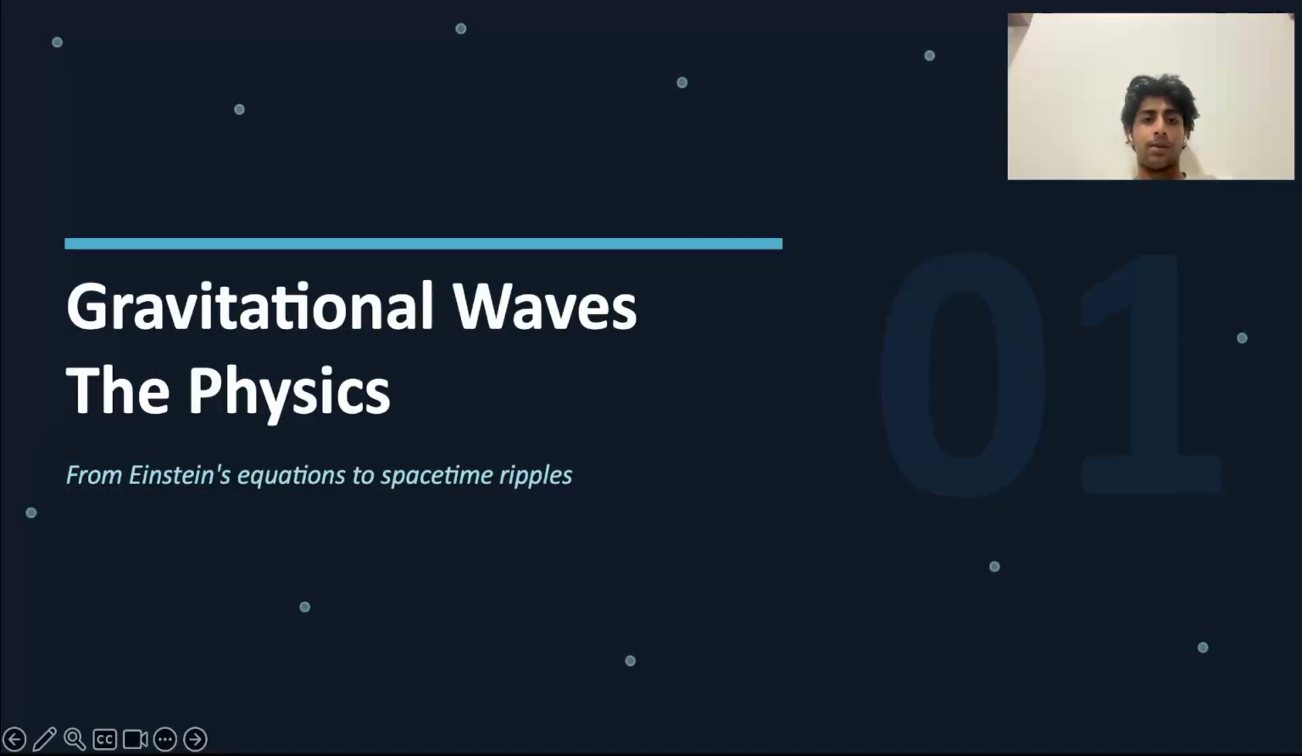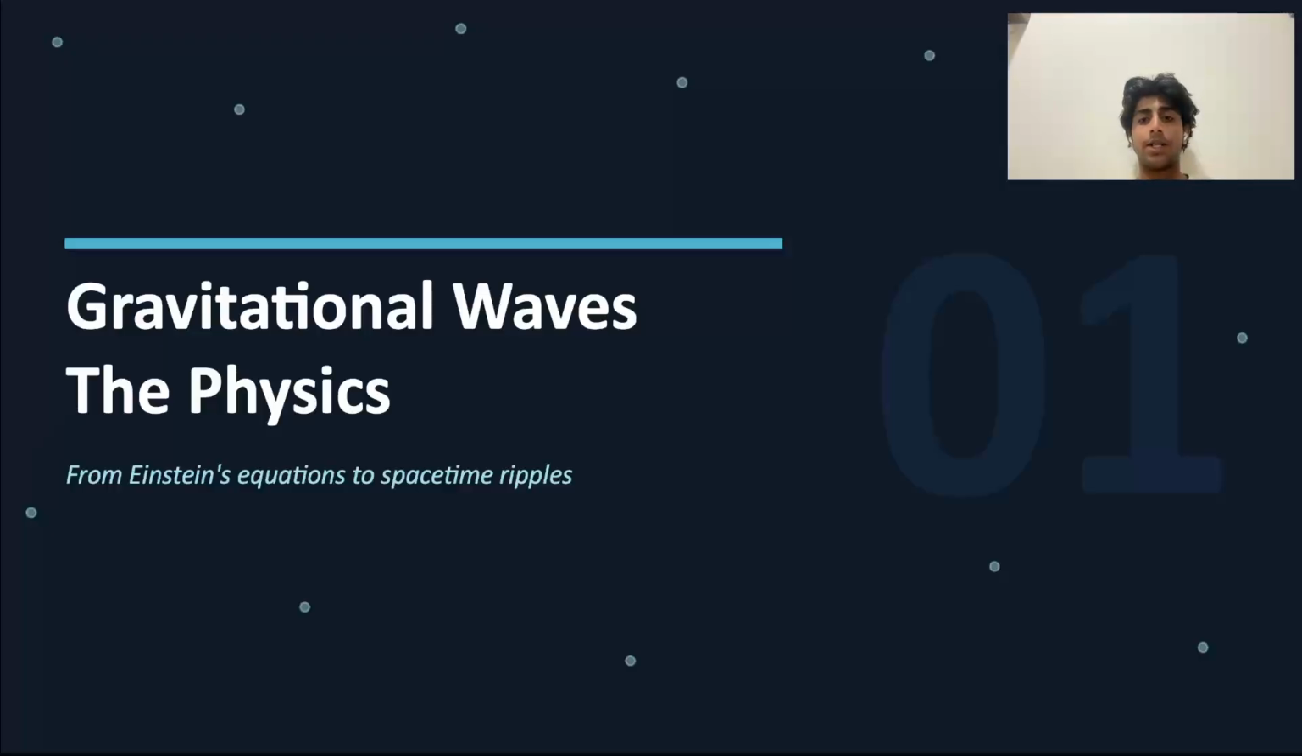First is the physics aspect. Before we detect gravitational waves, we should probably know what gravitational waves are in the first place. Einstein published general relativity in 1915, basically saying gravity is a curvature in spacetime and not just a force like how Newton had described it.